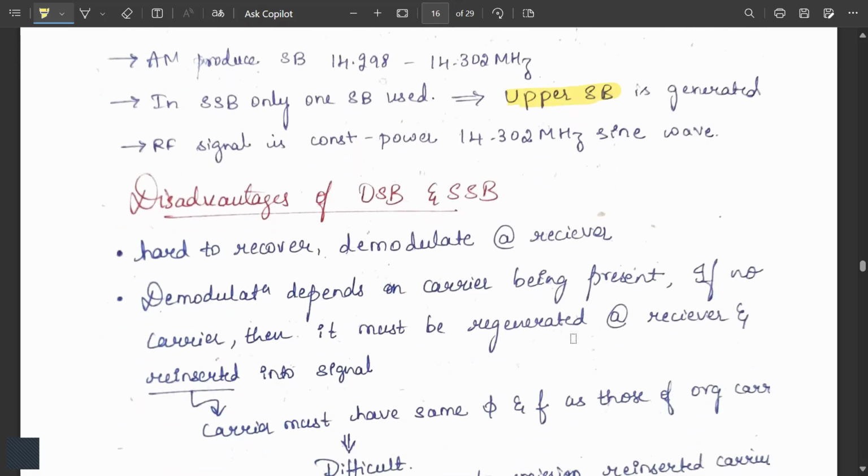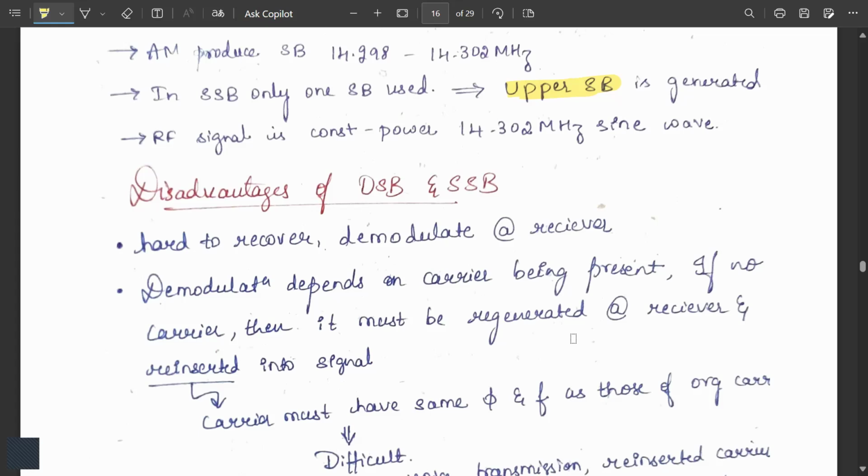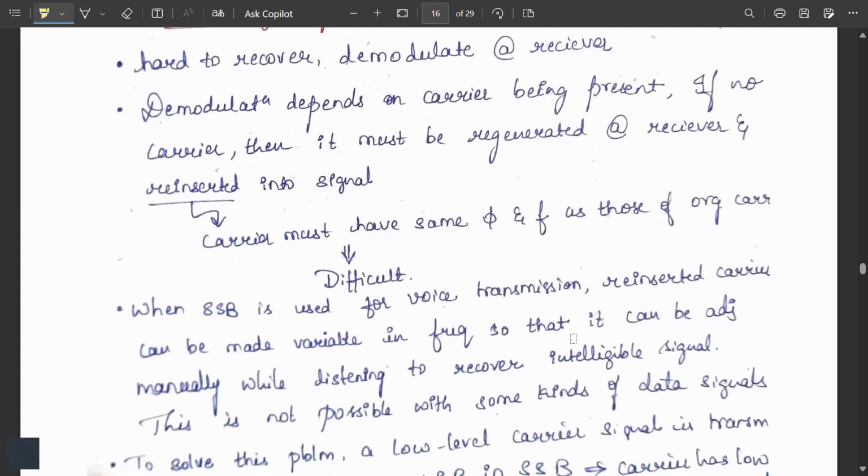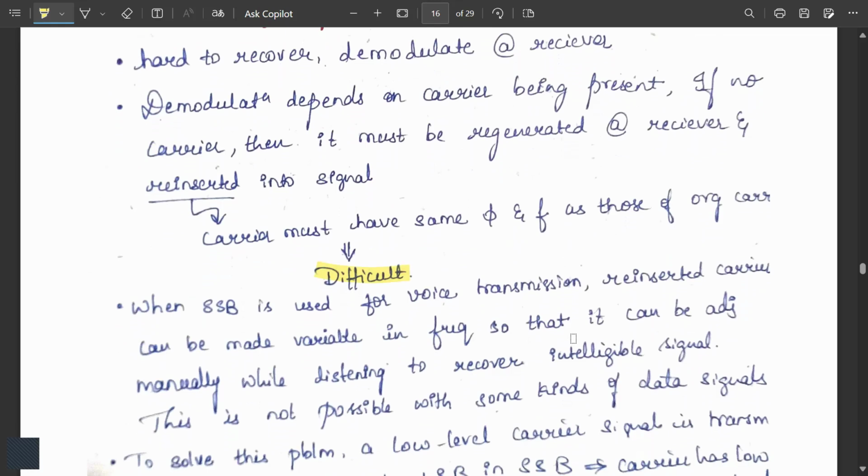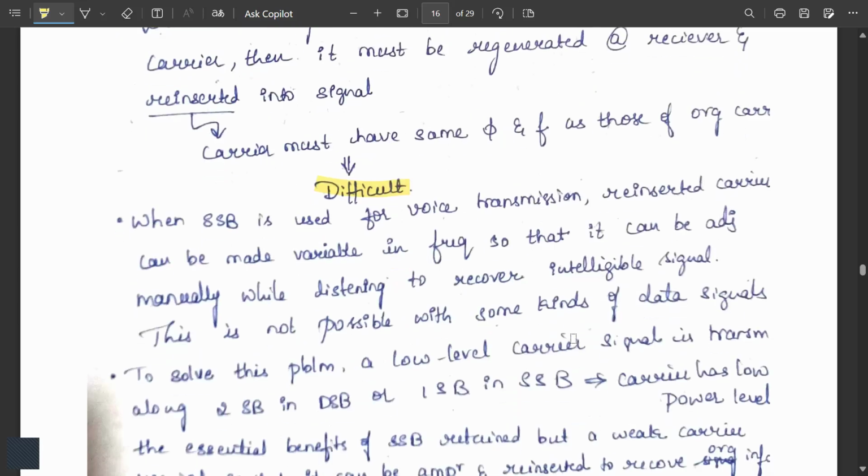The disadvantage of DSB and SSB, both of them, is that it is actually hard to recover, because demodulation at the receiver is not that easy. Demodulation depends on the carrier being present. If there is no carrier, then it must be regenerated at the receiver and reinserted into the signal. The carrier must have the same frequency as the original, which is a difficult task. When SSB is used for voice transmission, the reinserted carrier can be made variable in frequency so that it can be adjusted manually while listening to the receiver for an intelligible signal. This is not possible for some kinds of data.